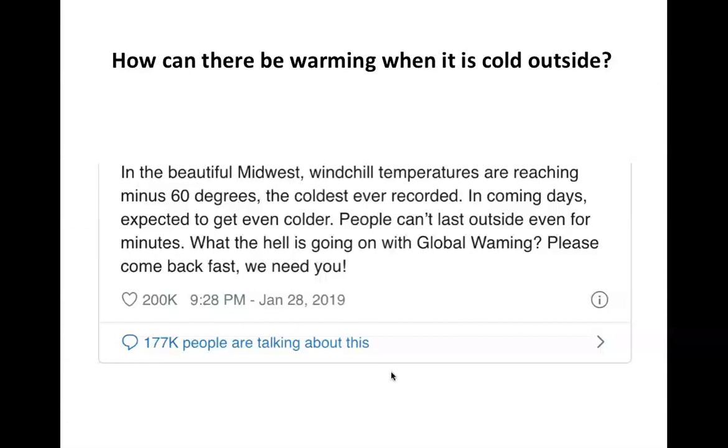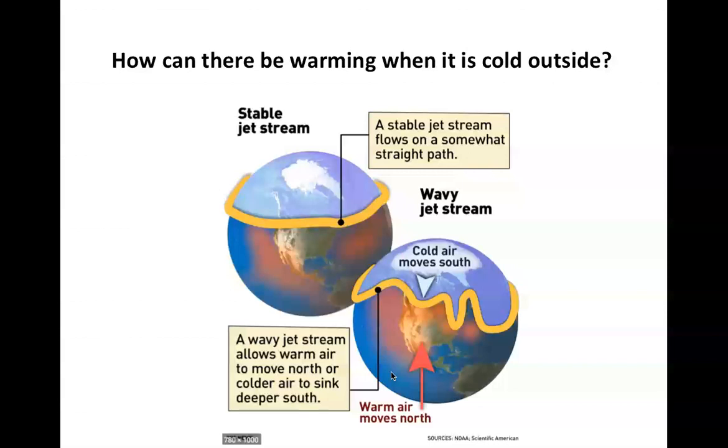So this tweet is saying, in the Midwest, this is in January of 2019, there's wind chill temperatures that are minus 60. It's really cold. So where are you, global warming? It's basically saying, how can there be global warming when it's really cold in the Midwest in January? And the reason for this is the jet stream.